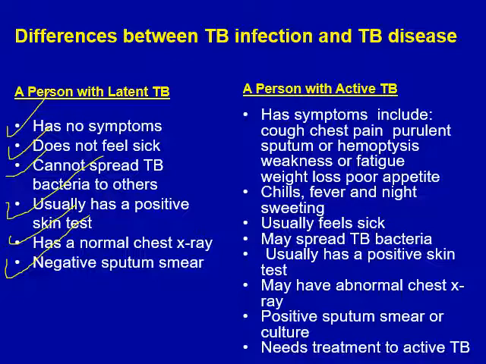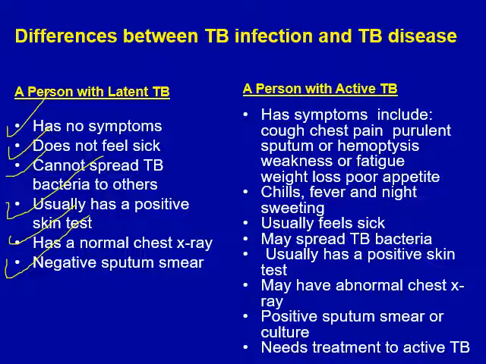A patient with active TB usually has symptoms of cough, sputum, hemoptysis, fever, weight loss, and others. Or the patient may develop chills, fever, and night sweat. Usually appears ill, sick. And this may be infectious to others, especially if the patient has open TB, meaning TB bacilli are present in the sputum, so it will be spread to others.